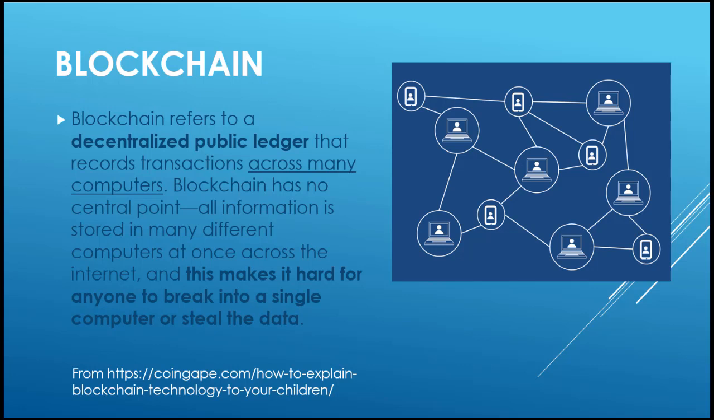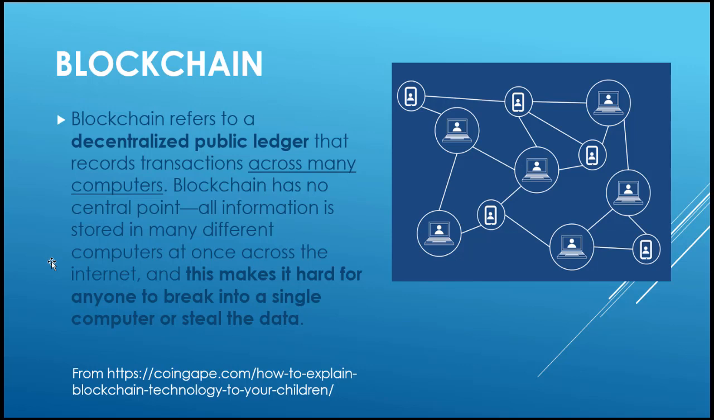That's important. The blockchain has no central point. All the information is stored in many different computers at once across the internet. In other words, there's not just one point of failure. It's not something that somebody can easily manipulate or take control of because it's all over the place. Everybody that uses cryptocurrency, everyone that uses Bitcoin, for example, basically accesses the whole history of Bitcoin every time they use Bitcoin. It's stored in the blockchain, and the blockchain is public.